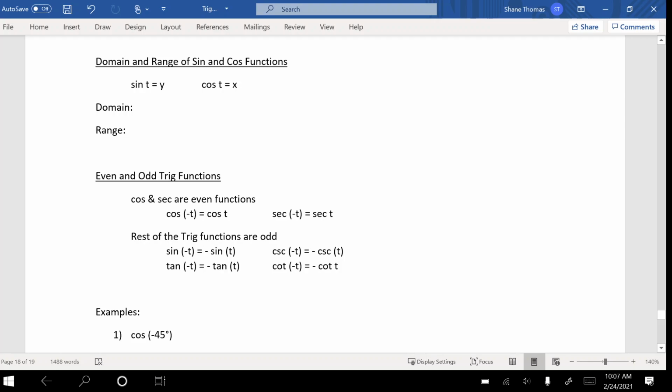Those two are going to be the ones that have a domain of negative infinity to positive infinity, or all real numbers. Okay. Now this is just sine and cosine. Tangent doesn't fall under these. But the range for these are always going to be -1 to 1.